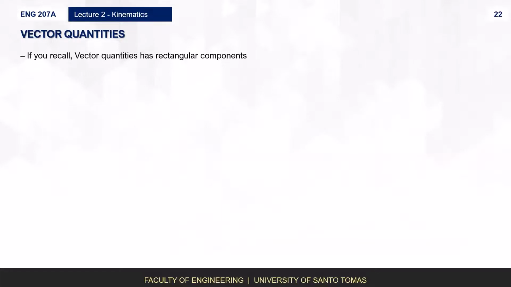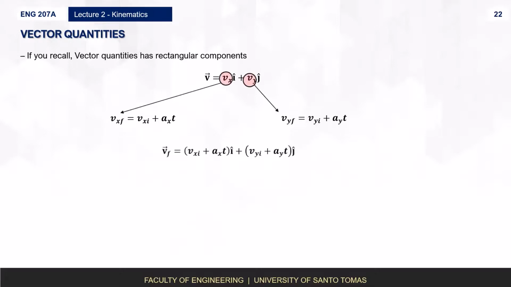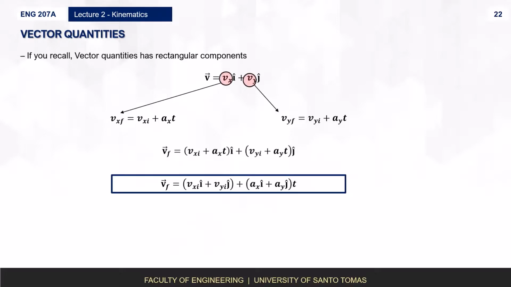If you recall, vector quantities have rectangular components. A velocity vector in 2 dimensions can be expressed in such a way where the velocity vector is equal to the sum of the products of the x, y velocities and the i, j unit vectors, respectively, represented as such. The unit vectors represent the x and y axis. We can expand it further by substituting the velocity equation, which would yield an expression like so, the final velocity vector at constant acceleration.